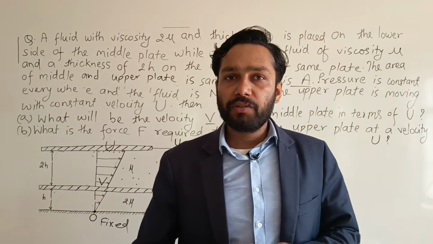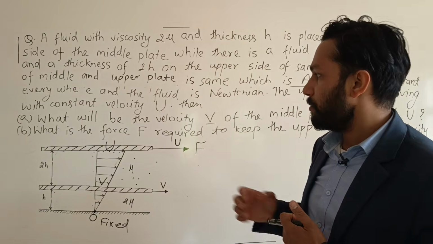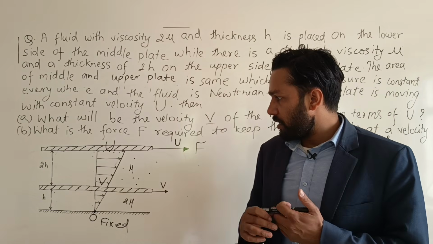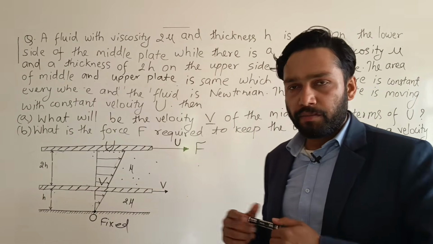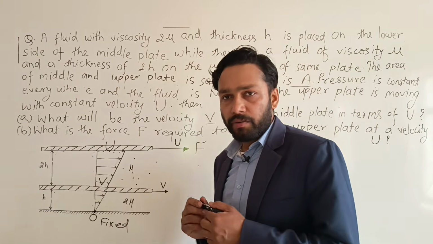I'm Abhishek Podil. Today I'm going to solve a problem from Fundamental Concept of Fluid, which is a chapter of fluid mechanics. You can see here a system of parallel plates moving above a fixed bed, and you can see different liquids having viscosity mu and 2 mu.